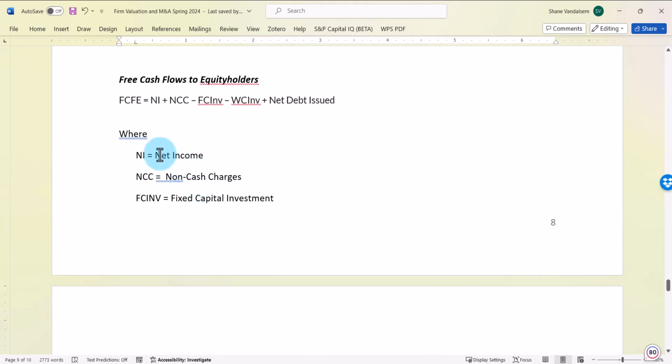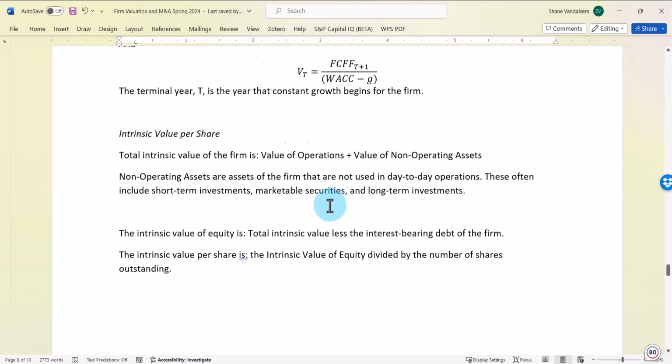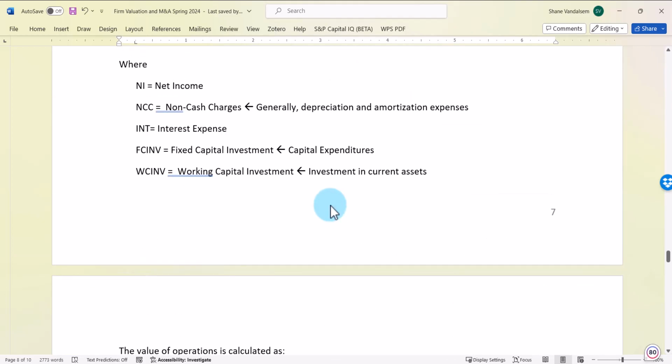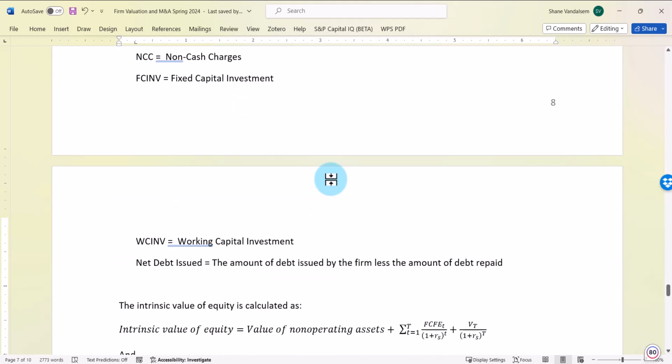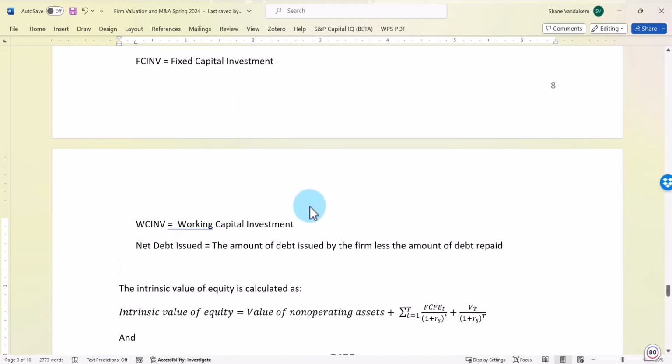What I have here, NI is net income, NCC is non-cash charges, and fixed capital investment, as I mentioned before, are the capital expenditures of the firm. The working capital investment, I'll show you how to calculate this again. And then the net debt issued is the amount of debt issued by the firm less the amount of debt repaid.